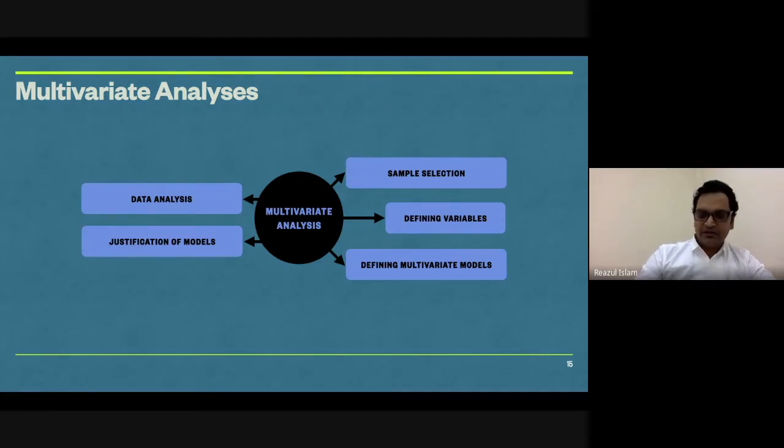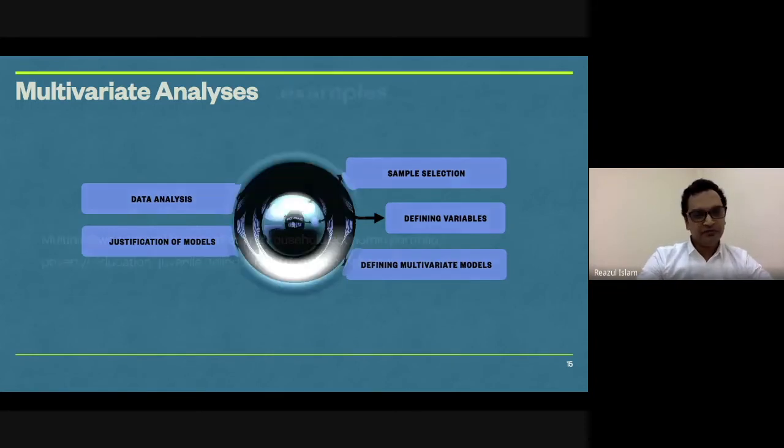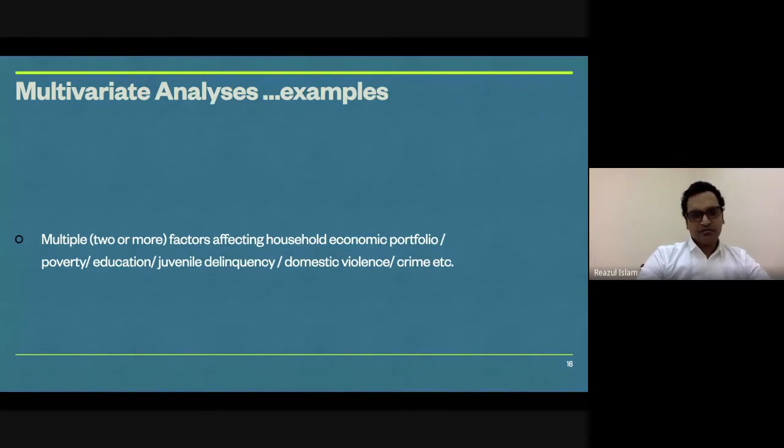So this multivariate analysis technique can be used in poverty research as well. In terms of multiple factors, we will find a lot of factors affecting the household economic portfolio. Those are contributing to poverty. Multiple factors are also contributing to education. Students from poor households cannot go to school. So it is not only an economic factor. There should be several other factors involved that hinder going to school. And then, due to poverty and other socio-economic issues, we'll find juvenile delinquency, domestic violence, crime, etc. So this research can be done by using multivariate analysis.